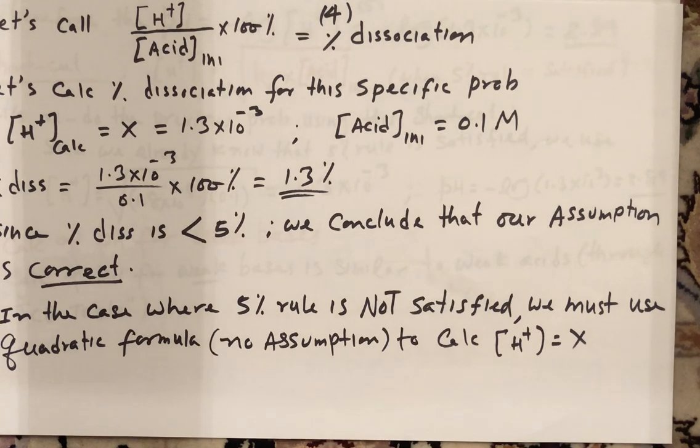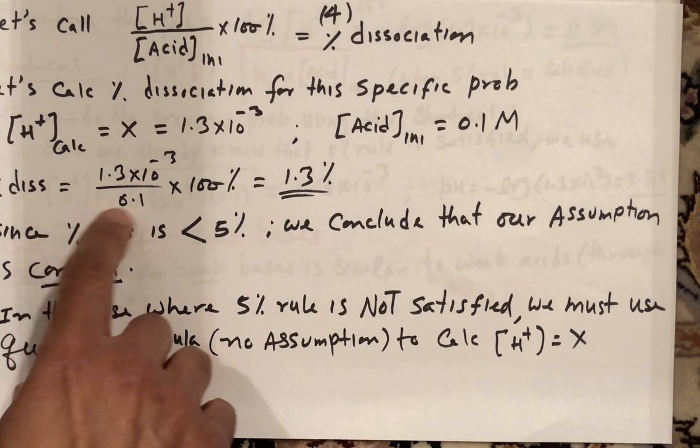So here, we are basically calling the whole formula, H plus divided by the acid concentration times 100%, percent dissociation, for the sake of saving time and efficiency, instead of just referring to it as this divided by that times 100%. So let's calculate the percent dissociation for this specific problem.